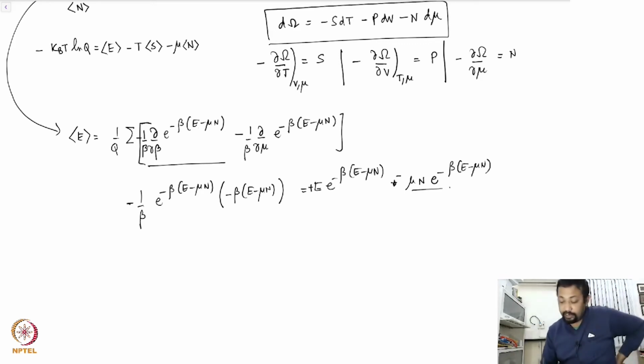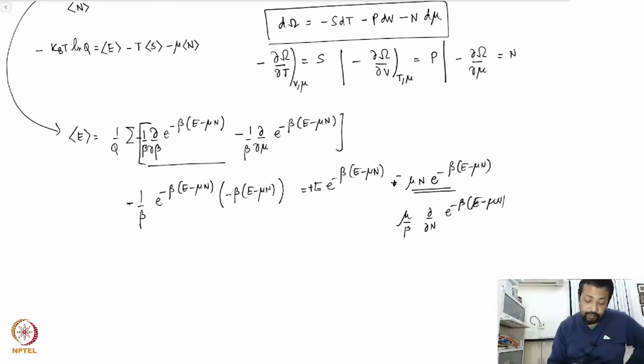So I have to add this particular term, and this particular term is essentially mu over beta times del del mu of minus beta (E minus mu N). So then if I am doing a minus over here, this has to be mu over beta del del mu of minus beta (E minus mu N), right? So this should be your average E, and you can manipulate this. Similarly, you can also write down average of N, and you can see that this is the relation that you are going to come up with.